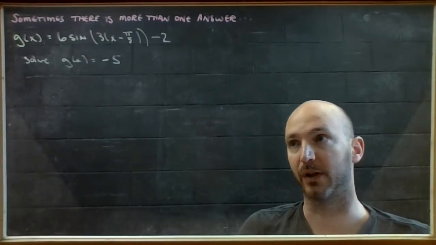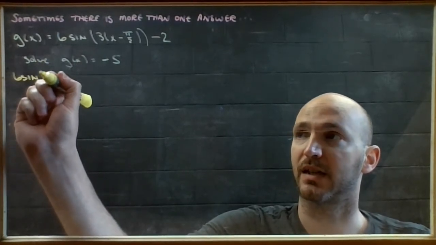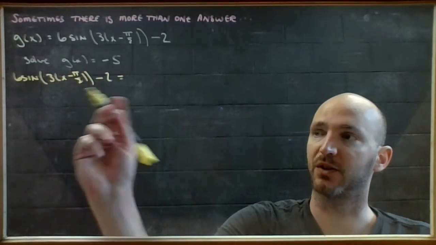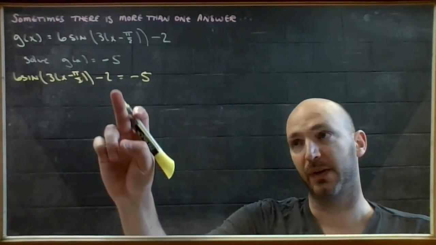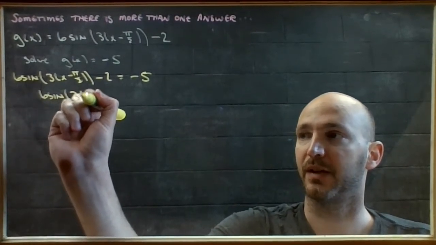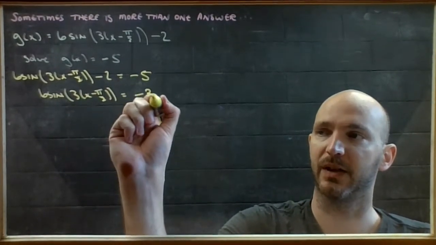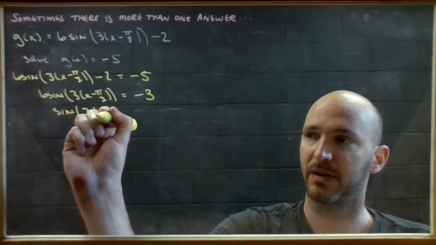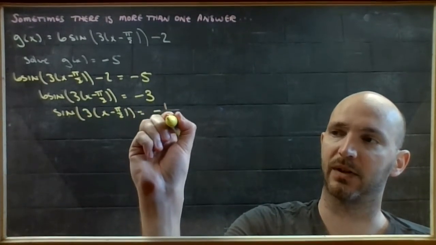Okay, so here we go. Same traditional method. Start with the function 6 sine of 3 times x minus pi over 2, subtract 2, and I want to know when this function is worth -5. So I have to kick this thing over by adding 2. So 6 sine of 3x minus pi over 2 is -5 plus 2, which is -3. And I'm going to divide both sides by 6, leaving this behind. -3 divided by 6 is -1/2.